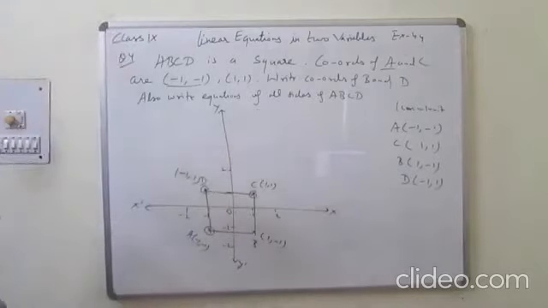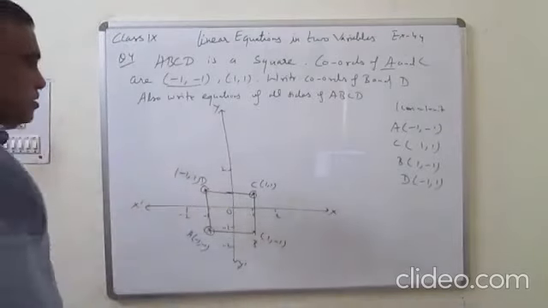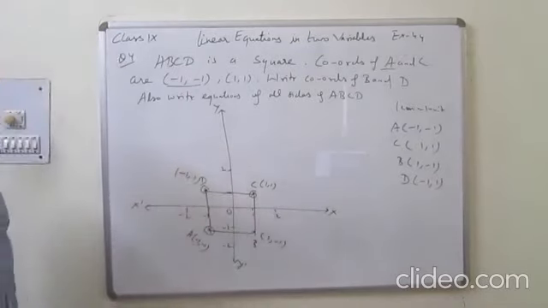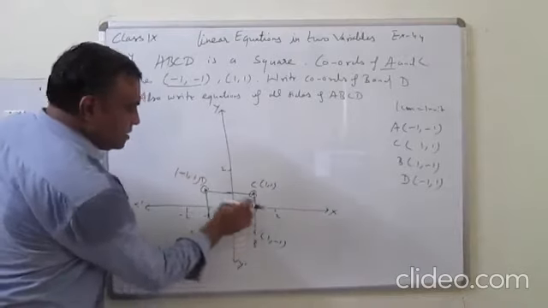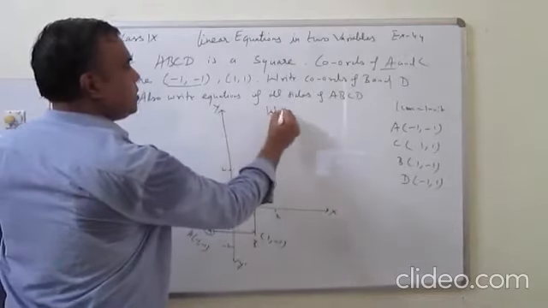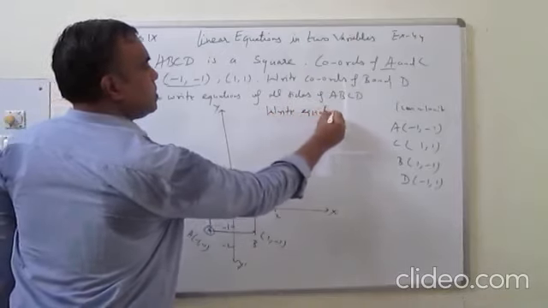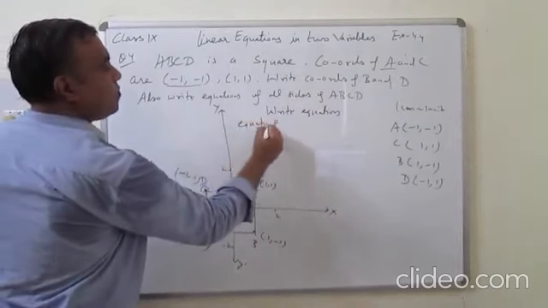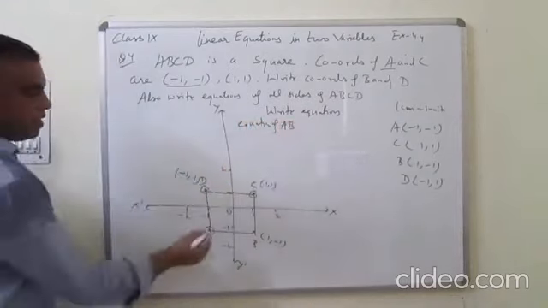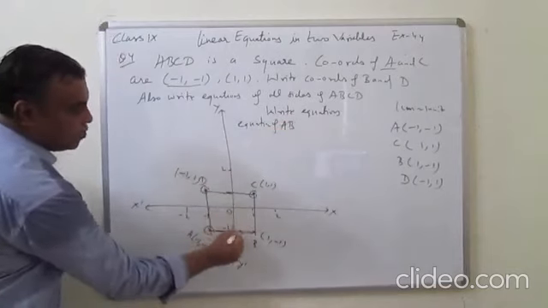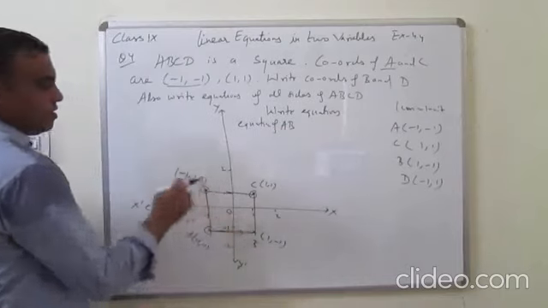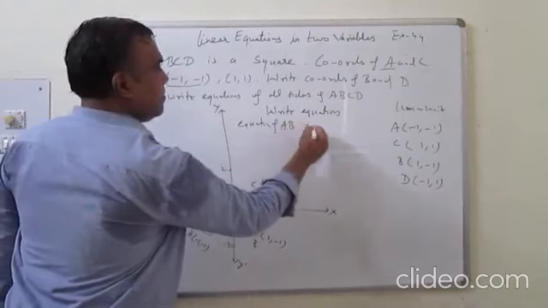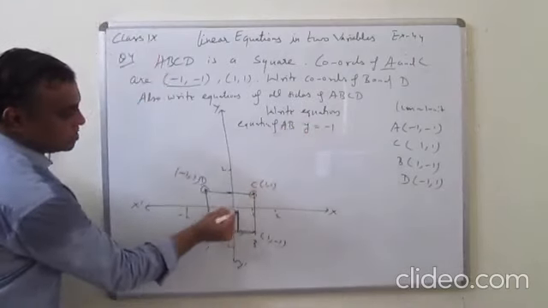Now write the equations. You see the board, A, B, C, D. Now, what is the equation of AB? AB is a line parallel to x axis. Parallel to x axis means y is equal to -1. AB will be y is equal to -1, since this distance is -1.